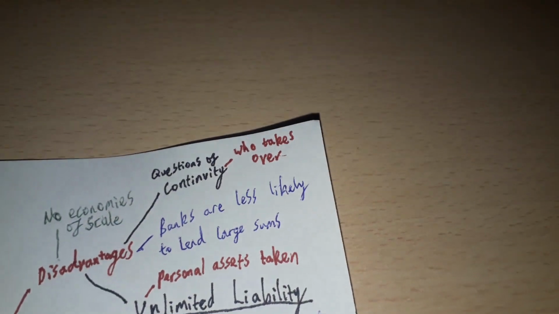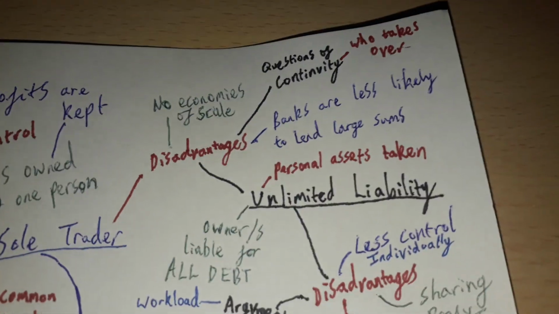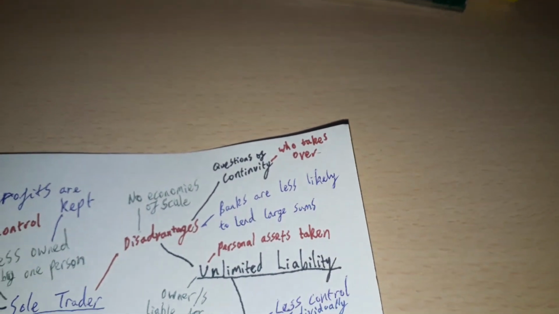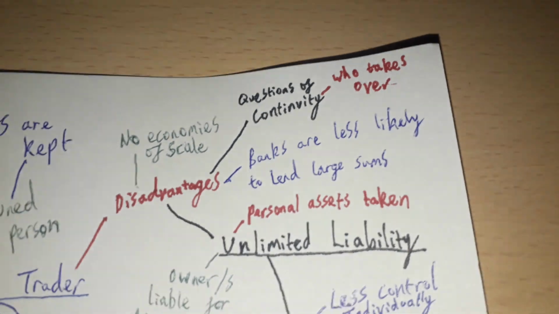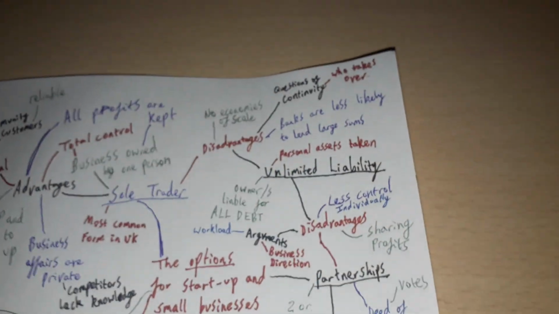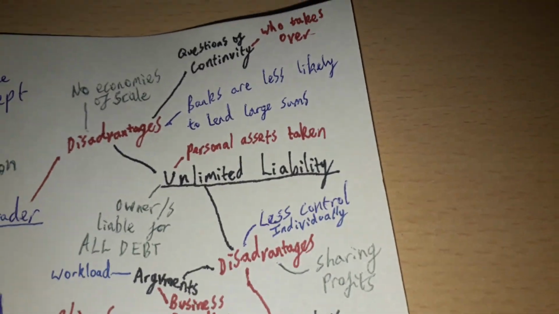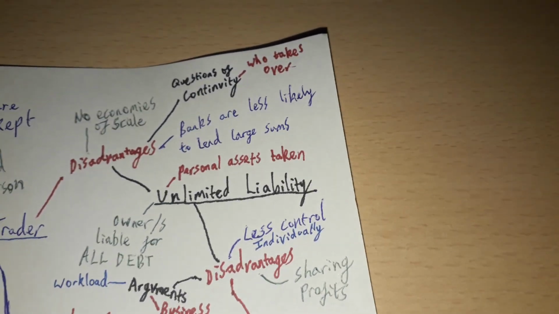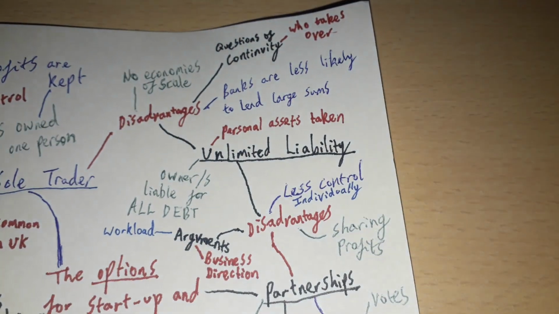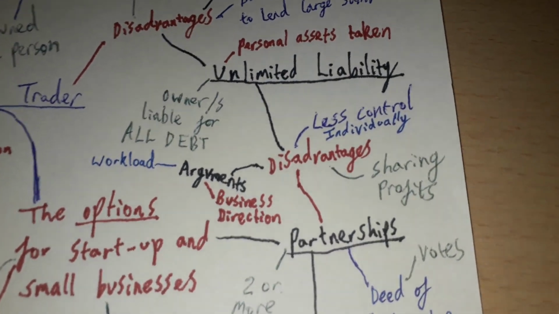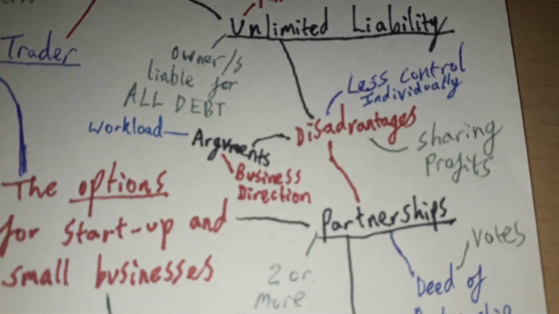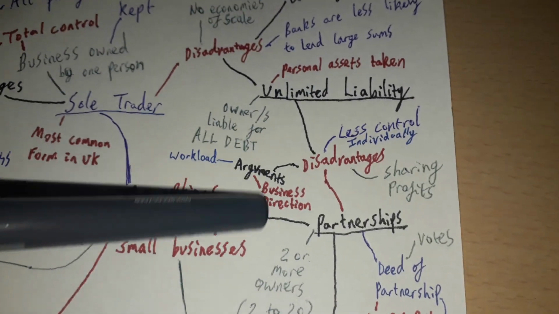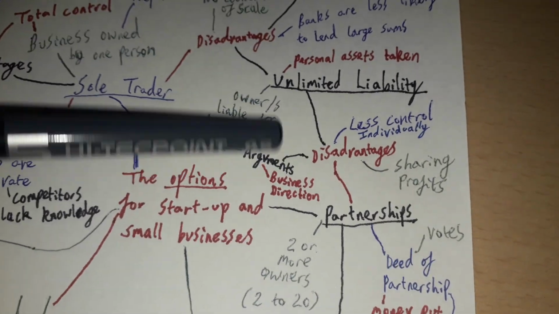Also, banks are less likely to lend large sums to these sole traders because they aren't entirely sure they're going to make a lot of money. It's a very risky business for them, lending money. Also, another disadvantage is that they have unlimited liability, which means that the owner is liable for all debt within the business. So because of this, even if they run out of money, they'll still try and get money off of them. So this could lead to things like personal assets being taken, and it can really ruin someone's life. This disadvantage of unlimited liability also applies to partnerships, but just to a lesser extent.